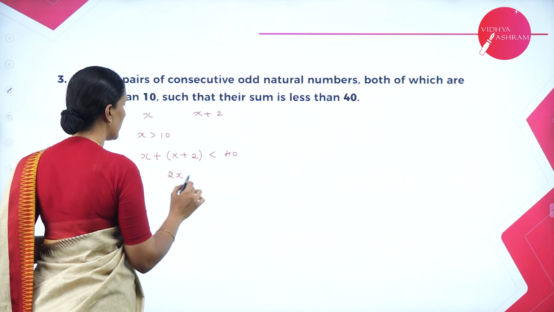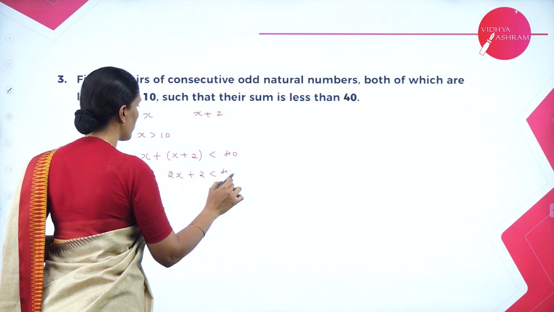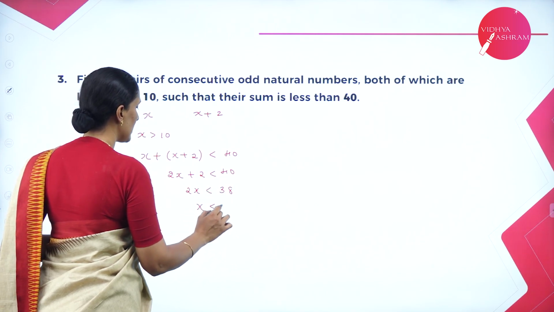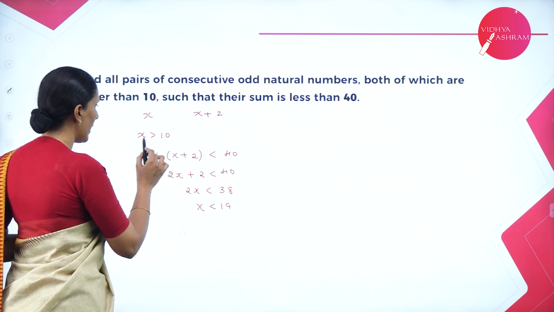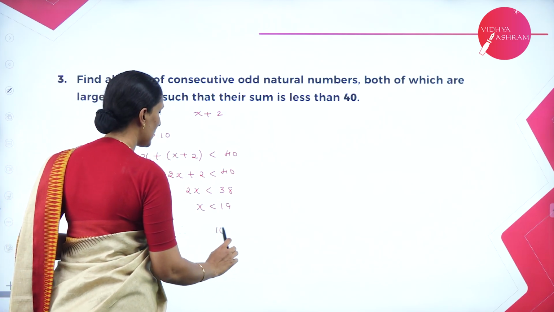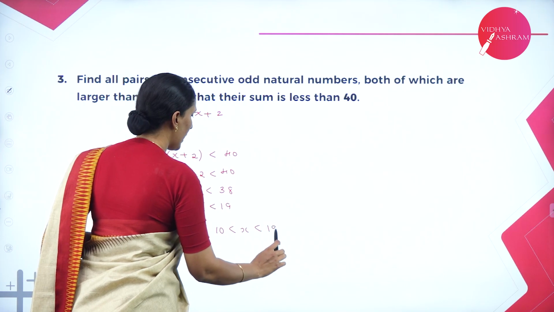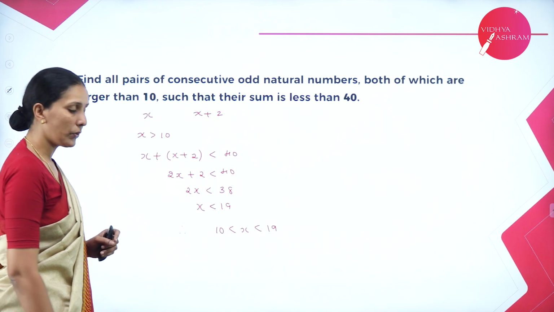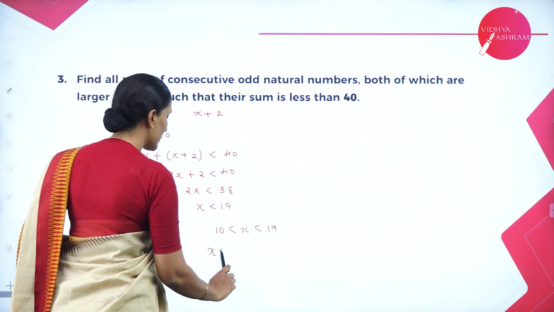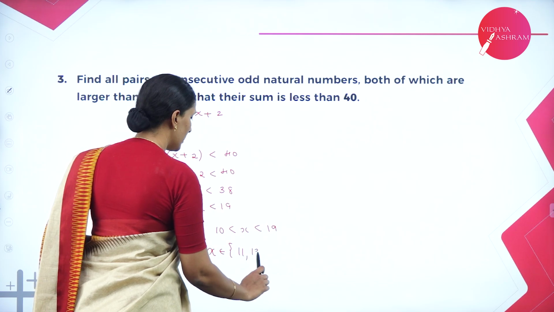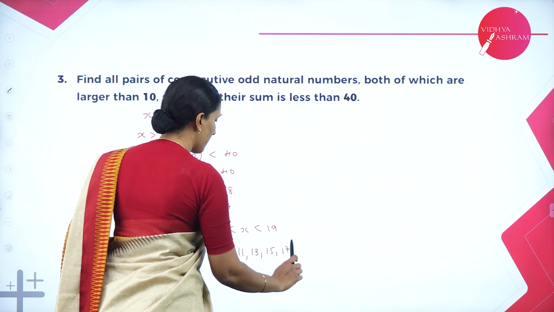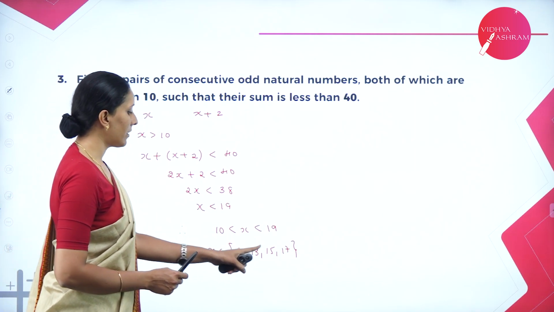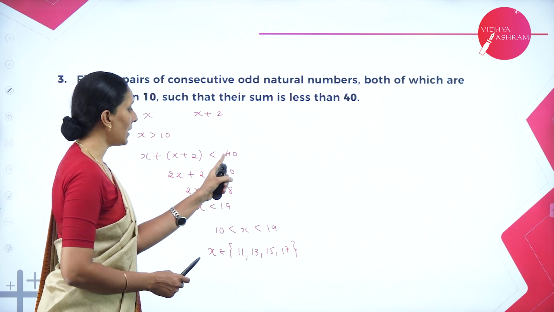So 2x plus 2 less than 40. 2x less than 38. x less than 19. So clearly x is greater than 10, which means x lies between 10 and 19. So what are the natural odd numbers which are between 10 to 19? So therefore x belongs to 11, 13, 15, 17. Now among them we can make an ordered pair such that they are greater than 10 obviously and their sum should be less than 40.